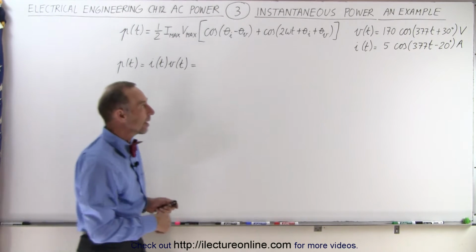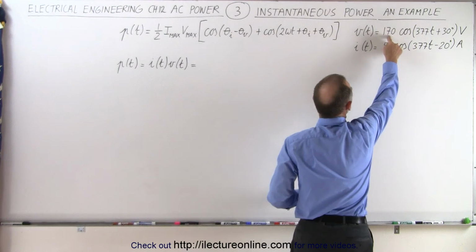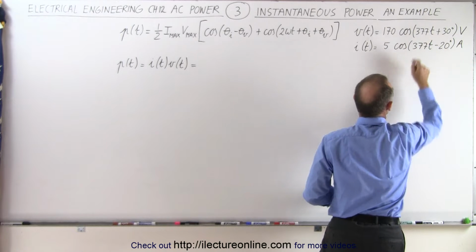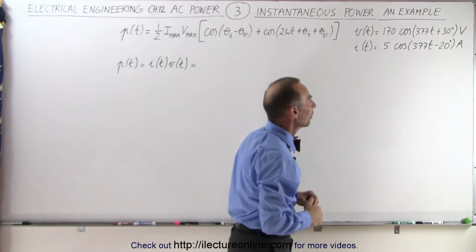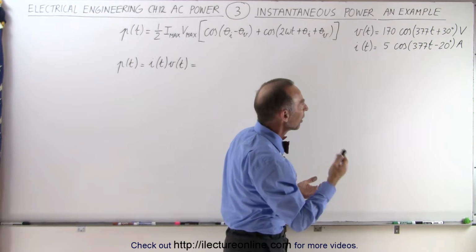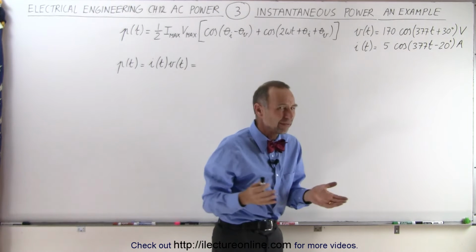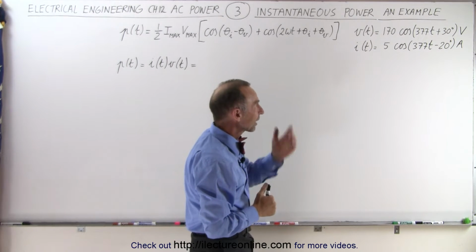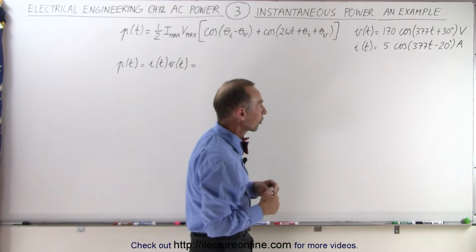Here's an example of how to calculate the instantaneous power given a voltage and a current equation, which of course depend on time. Here's the amplitude of the voltage, the amplitude of the current, and the omega, the radial or angular frequency of the oscillation. 377 is a frequency of about 60 hertz, so that looks like it might be household circuitry.